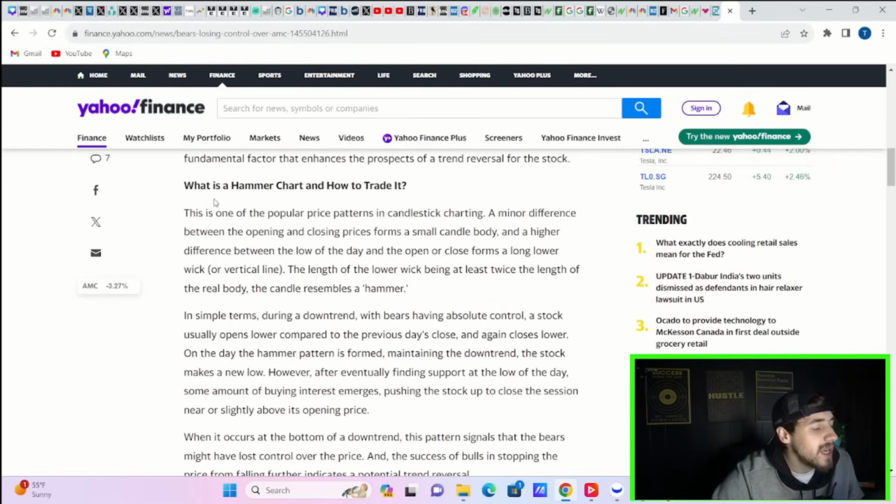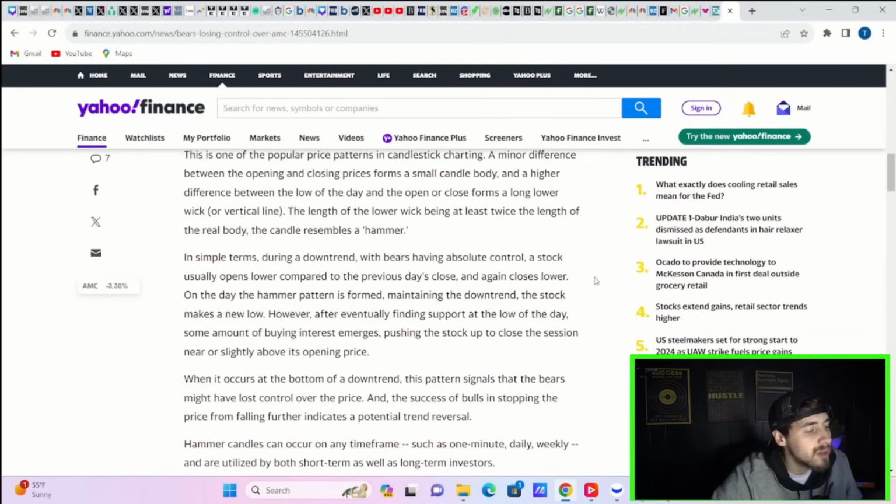Now, what is a hammer chart and how to trade it? This is one of the popular price patterns in candlestick charting. A minor difference between the opening and closing prices forms a small candle body, and a higher difference between the low of the day and the open or close forms a long lower wick or vertical line. With the length of the lower wick being at least twice the length of the real body, the candle resembles a hammer.